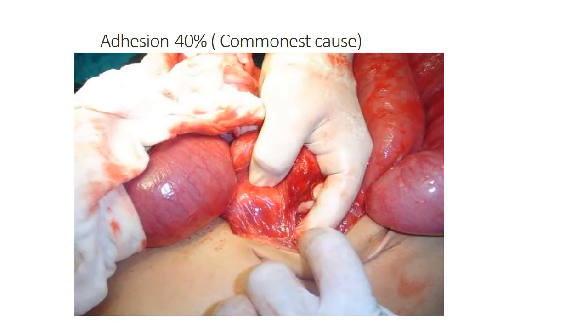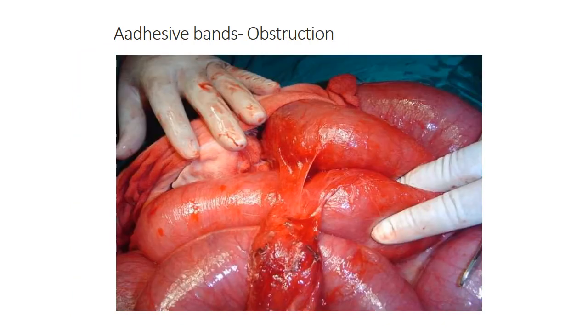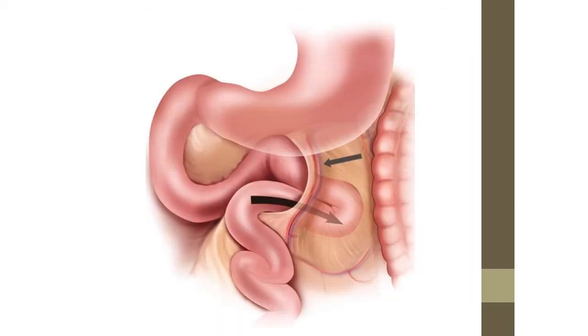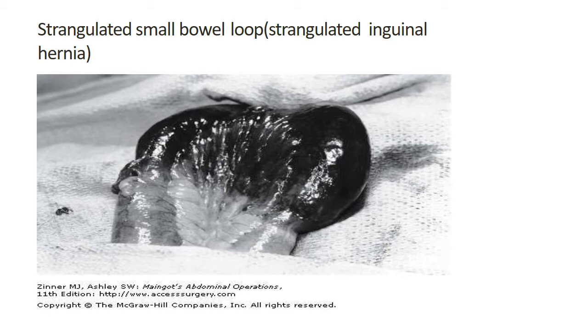As you have seen that band and adhesion is the commonest cause of intestinal obstruction, so I would like to show you the image of band and adhesion which causes intestinal obstruction. Here also we can appreciate the band which causes intestinal obstruction. This is the second image which is also showing the band which causes the intestinal obstruction. See here, this is a case of a strangulated small bowel loop, and the cause of this strangulation is a strangulated inguinal hernia, and you can see here how the color of intestine becomes black once the blood supply is compromised.